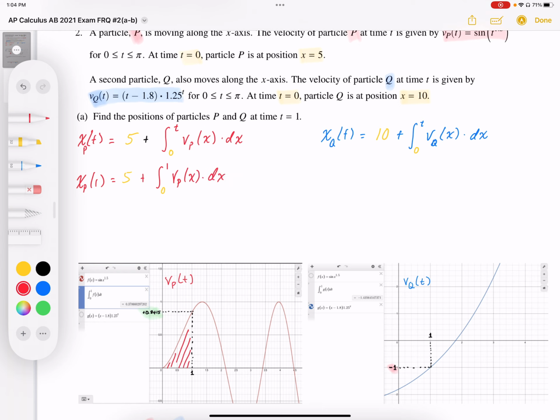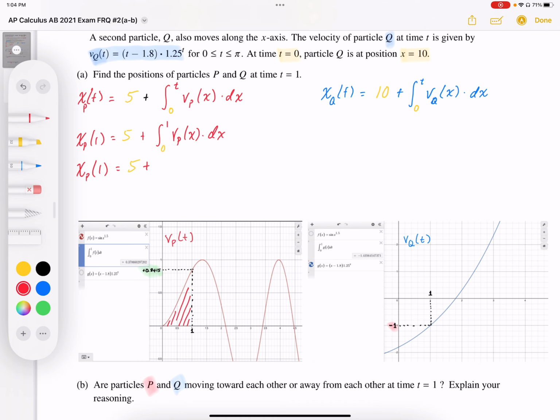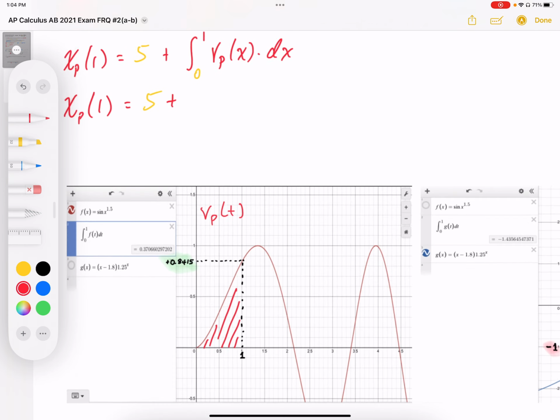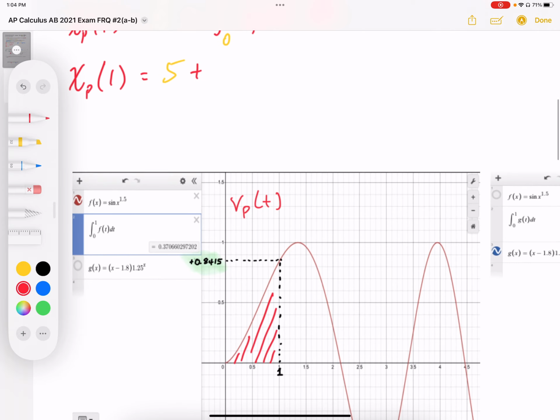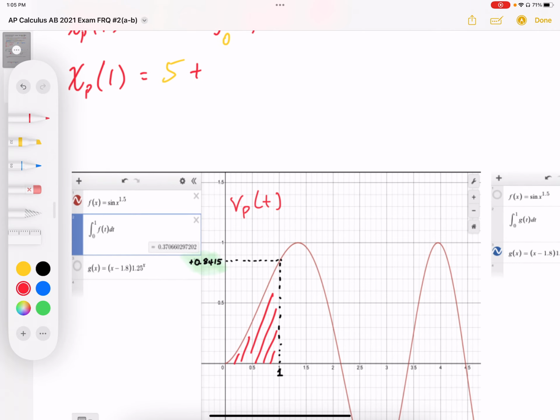Okay, so I'm going to work that out. The position at t equals 1 is going to be equal to the starting position of 5 plus the area. So I go to my calculator and use the calculate integral function, and doing so we should get an area of 0.37066, so I'm going to round that to 0.371. Okay, so that's going to be the displacement.